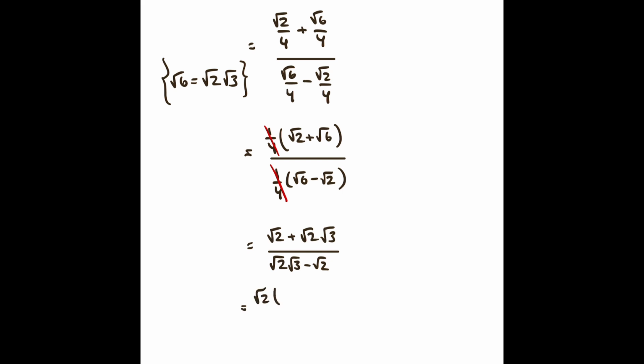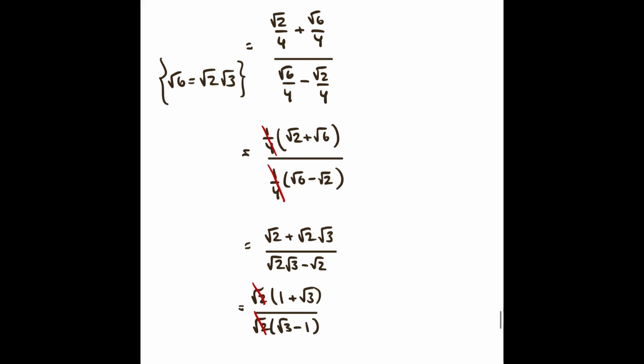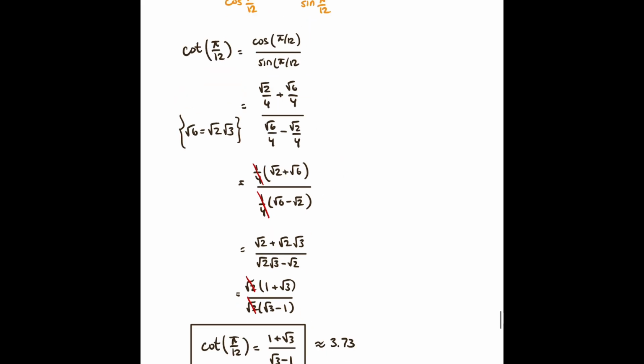Notice that we can factor the square root of 2 out, and we get 1 plus the square root of 3. And we can do the same in the denominator and get the square root of 3 minus 1. Now the radical 2s cancel, and we have an exact value for the cotangent of pi over 12, which is simply 1 plus the square root of 3 divided by the square root of 3 minus 1. This value in decimal form is 3.73. And that's it.